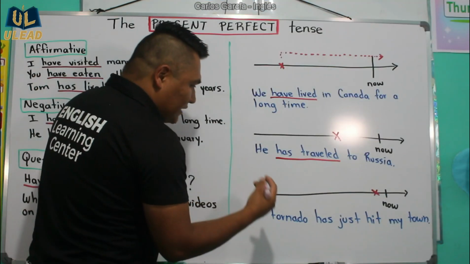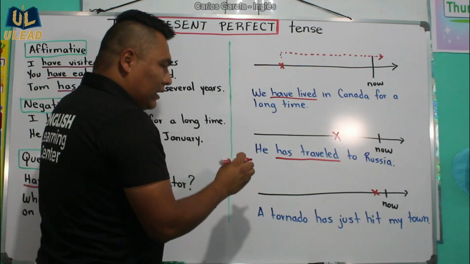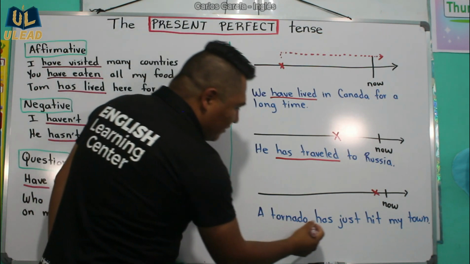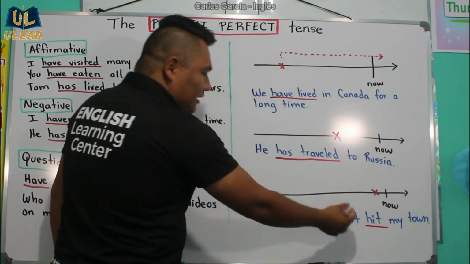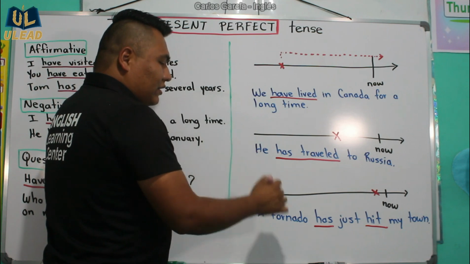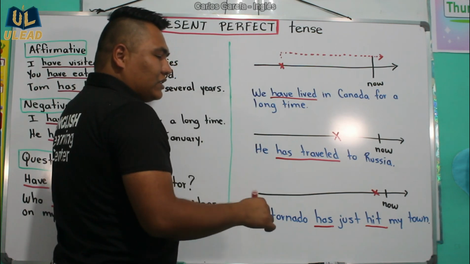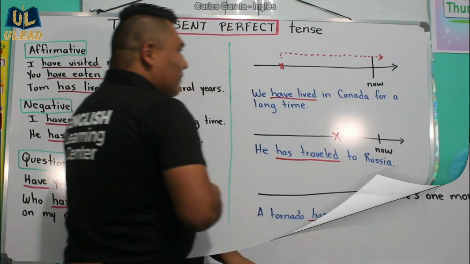We also use the present perfect tense to talk about something that recently took place. For example, a tornado has just hit my town. Just is indicating that it recently happened, okay? A tornado has just started or has just hit my town. This is the example, okay?